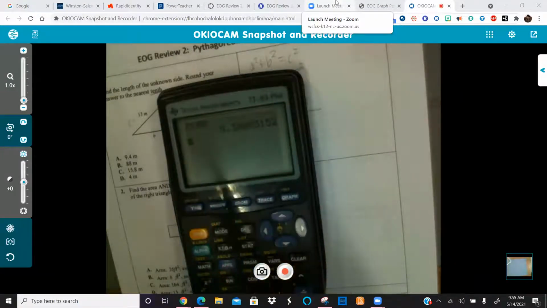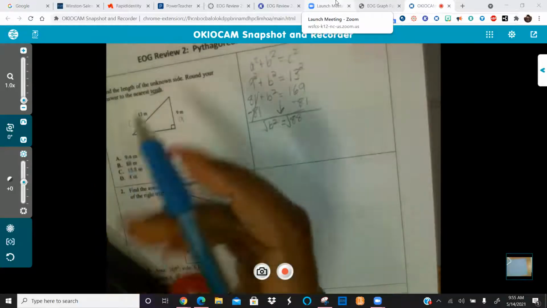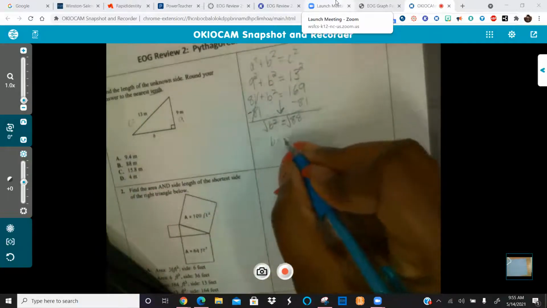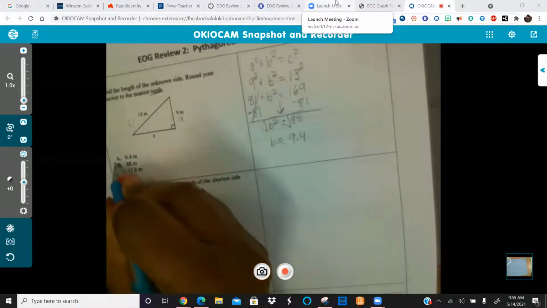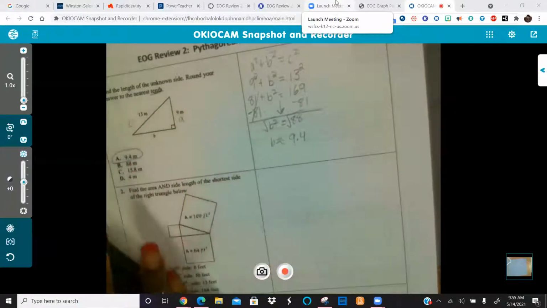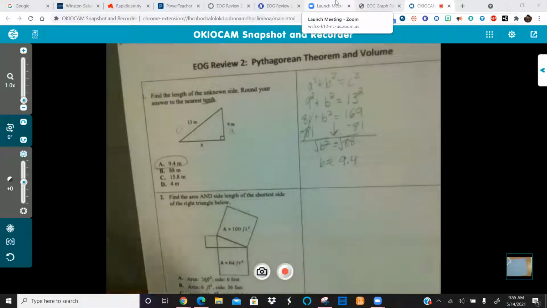It's going to be 9.4. Yep. So my answer here is about 9.4 meters. Okay. If you are still writing this down, please raise your hand if you're in the classroom.